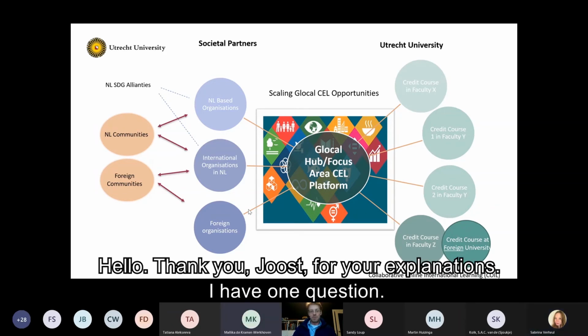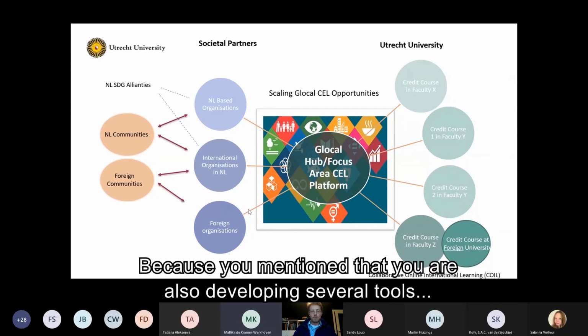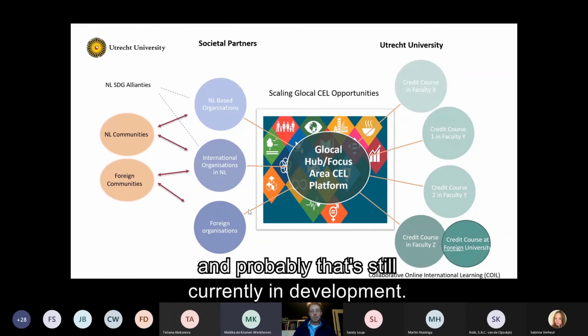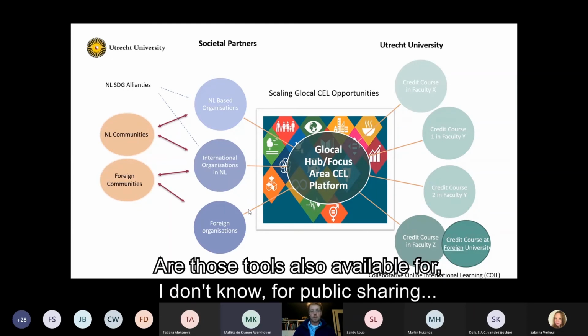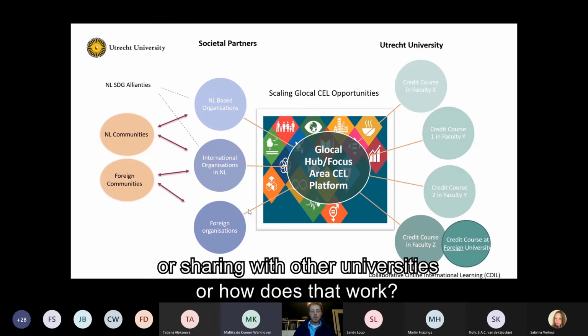Hello. Thank you, Joost, for your explanations. I have one question, because you mentioned that you are also developing several tools, and probably that's still currently in development. Are those tools also available for public sharing or sharing with other universities, or how does that work?